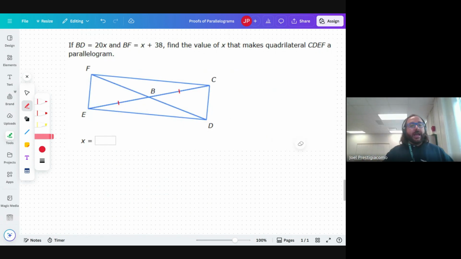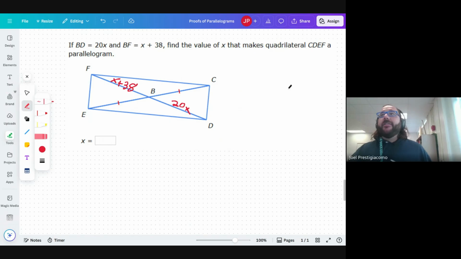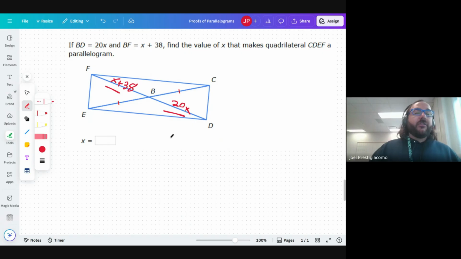So let's continue and look at maybe another type of problem that this can apply to. It says if BD is equal to 20x, so I'm going to go ahead and write this down here, and BF is equal to x plus 38. Find the value that makes this a parallelogram. Okay, so we know that this can be a parallelogram because we see that diagonal is broken into two even chunks. We don't know the length, but we don't really need to. The only way for this to be a parallelogram is for these two sections to equal each other, right? So that has to be true also.